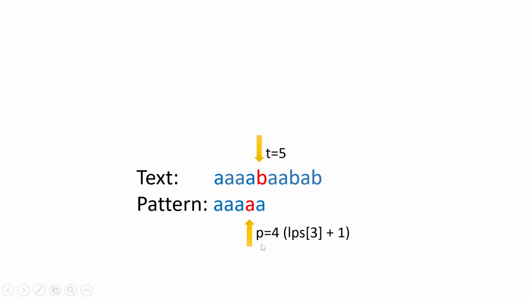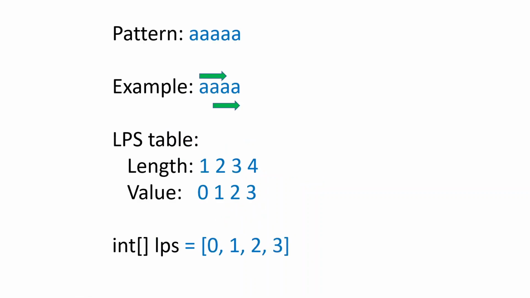So why did I decrement P from the fifth position to the fourth position, right? So if you see in the bracket, I have mentioned LPS 3 plus 1. Let's go to the LPS table. This is the LPS table, right? So LPS index 3, that means the length is 4.